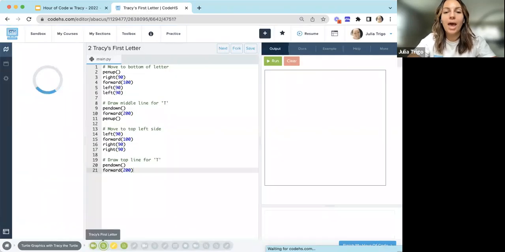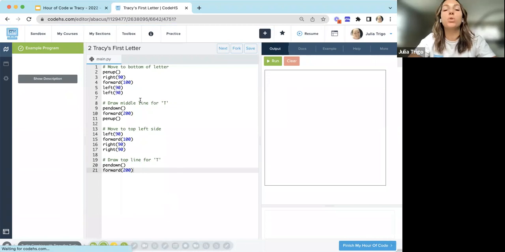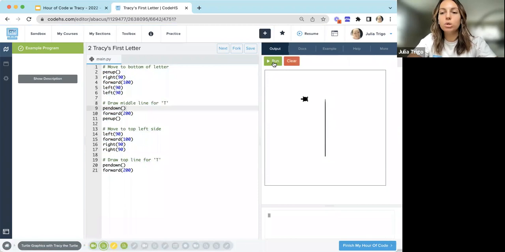So if we head to this program, we're going to see there's already some commands written in here. And it tells us what she's drawing at each portion of our program. Whenever we want to run our program, we can hop right over here and click the run button. And we see Tracy moves, she draws her line, she goes backwards. And you can see we're using pen up and pen down for her to move, drawing a line at some points, right? She moves down, she doesn't draw a line, then she's drawing a line. She stops drawing it, then she draws it. So we can use a combination of all of these commands to create our letter.